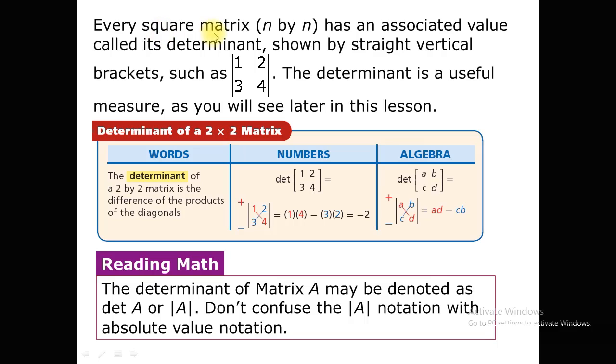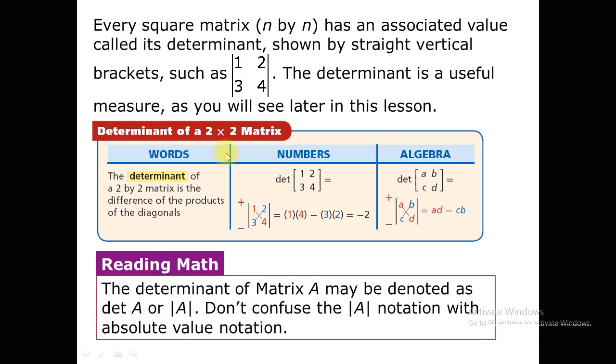Every square matrix n by n has an associated value called its determinant, shown by straight vertical brackets such as this symbol. The determinant is a useful measure, and you will see the applications and uses of the determinant in the next section of this course.